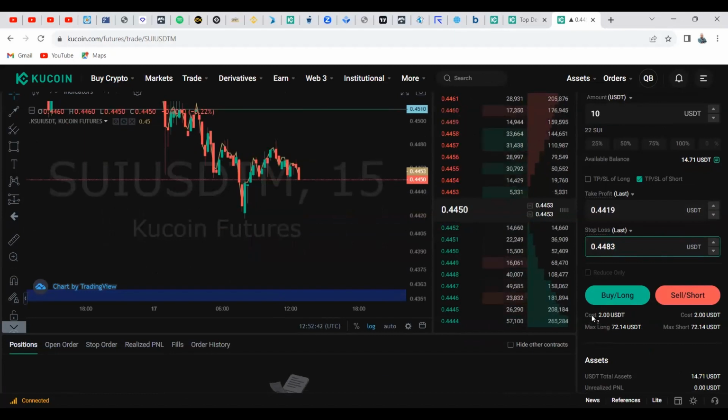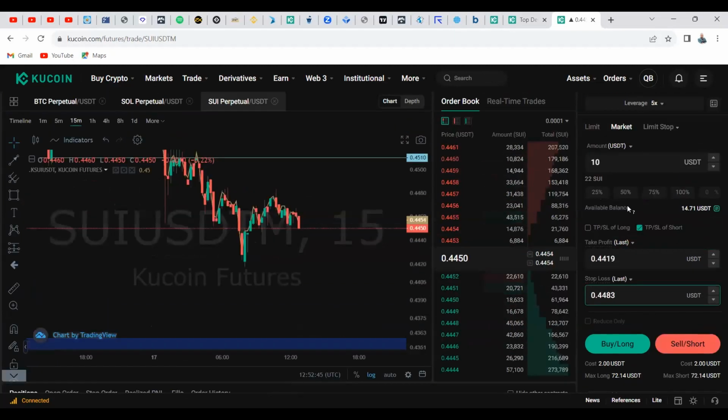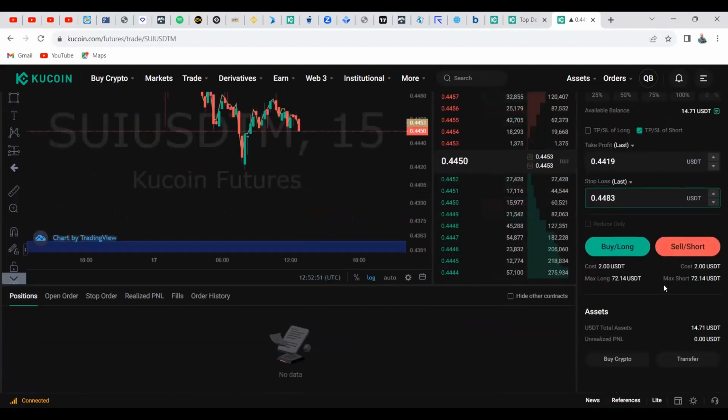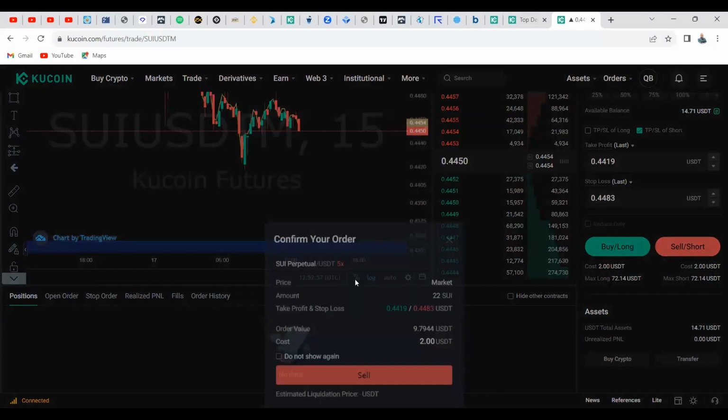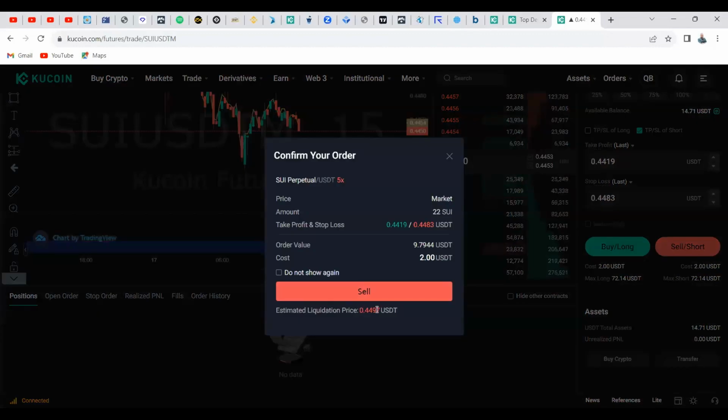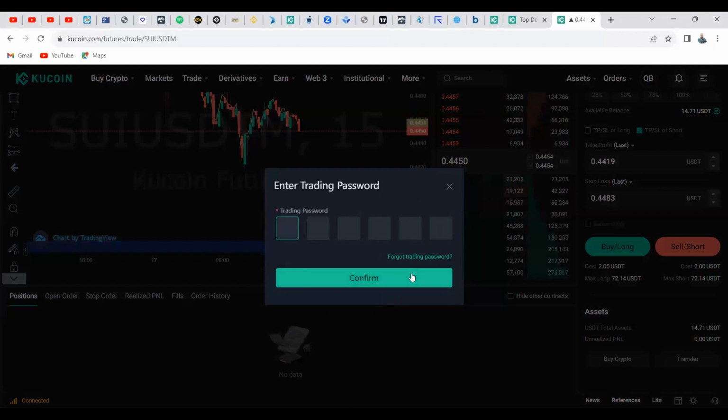So then this basically tells me my maximum short, maximum long, and the cost. Okay. And remember, I am buying this at $10. Then I would place my order, and I would click on sell short. Okay. So I click on sell short over there, and then it tells me my liquidation price, which is 0.4497. And then I click on sell. I enter my investor password, and place my order to go short.